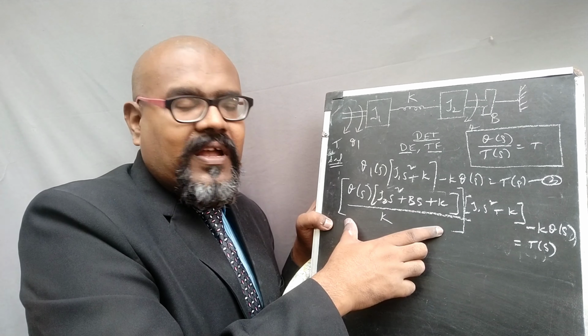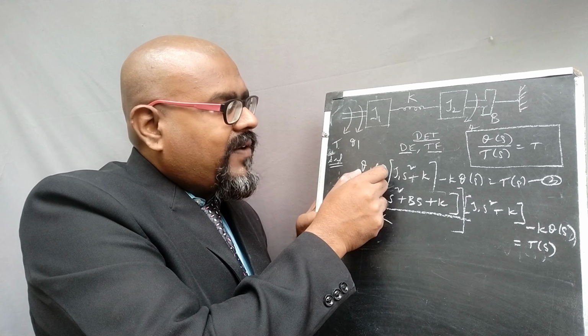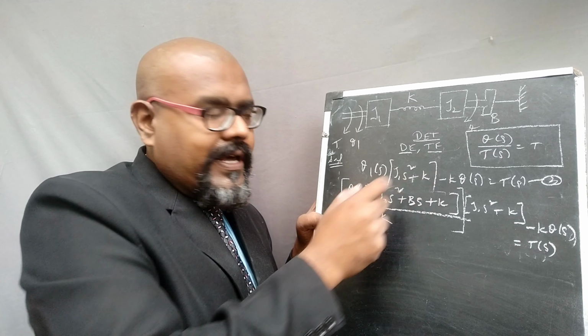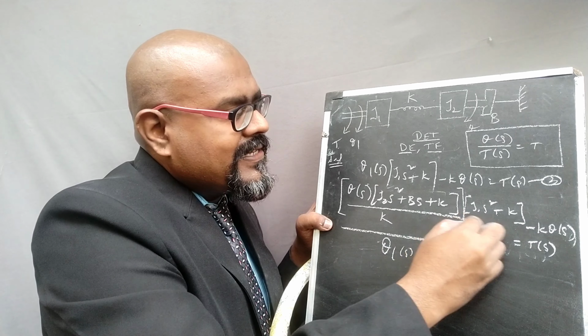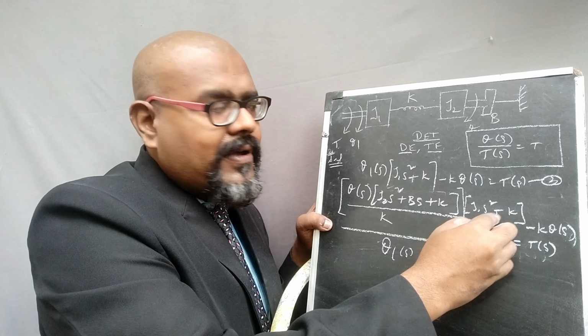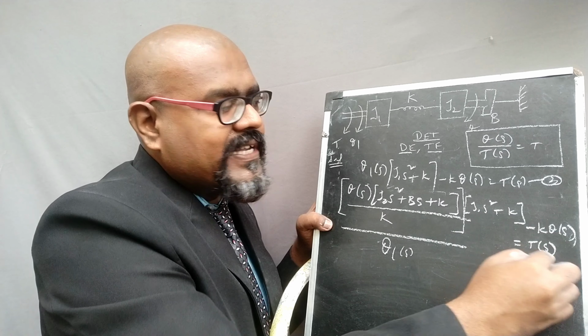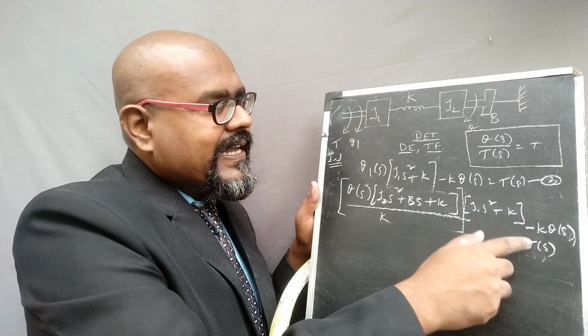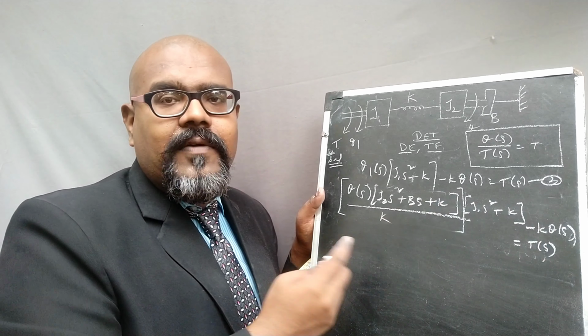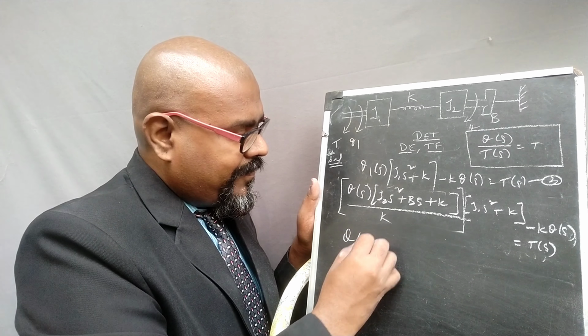This is the value of theta 1 of s, and this particular theta 1 of s here nearby, this term is also there. So the whole term is theta 1 of s, and this is the term that we already have. Then the next term, minus k theta of s, equals T of s. Okay, then the next step we need to do is take this theta of s. This is the first term, this is the second term. Take theta of s as common.